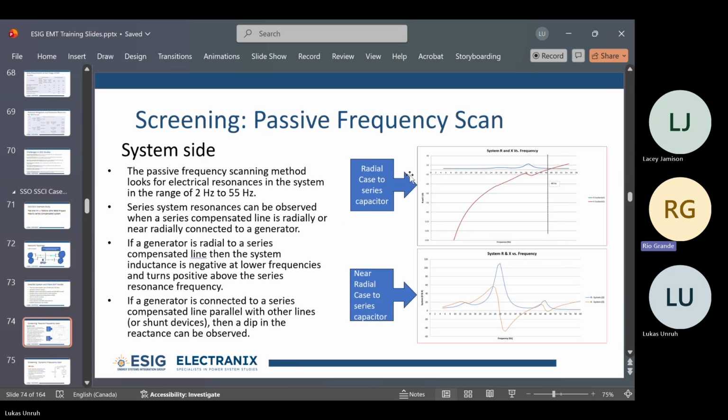So the first thing we did is the passive frequency scans of the system. And you can see 2 sort of plots here. We have a radial case and a near radial case, where in the near radial case, you can see that there's a resonance here around 14 hertz, a very pronounced resonance at maybe 26, and then another one at 46 or something. So we did these passive frequency scans for a range of 2 to 55 hertz.